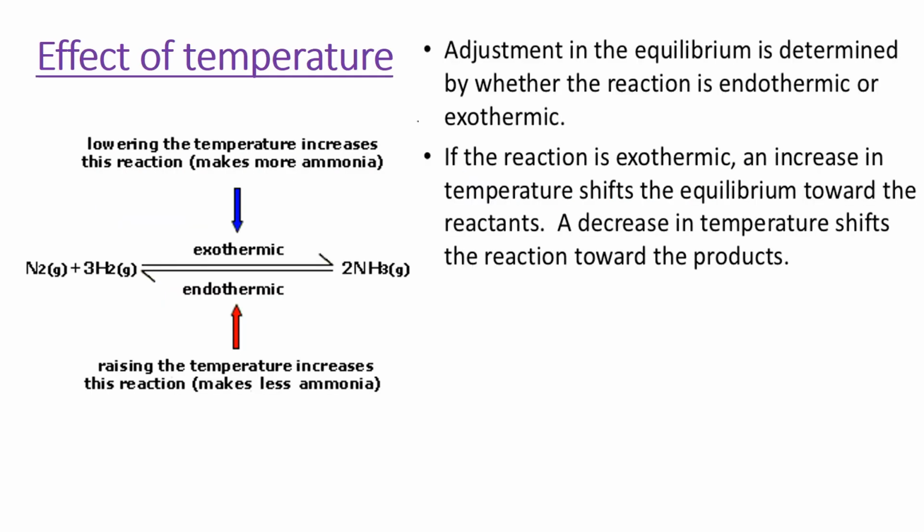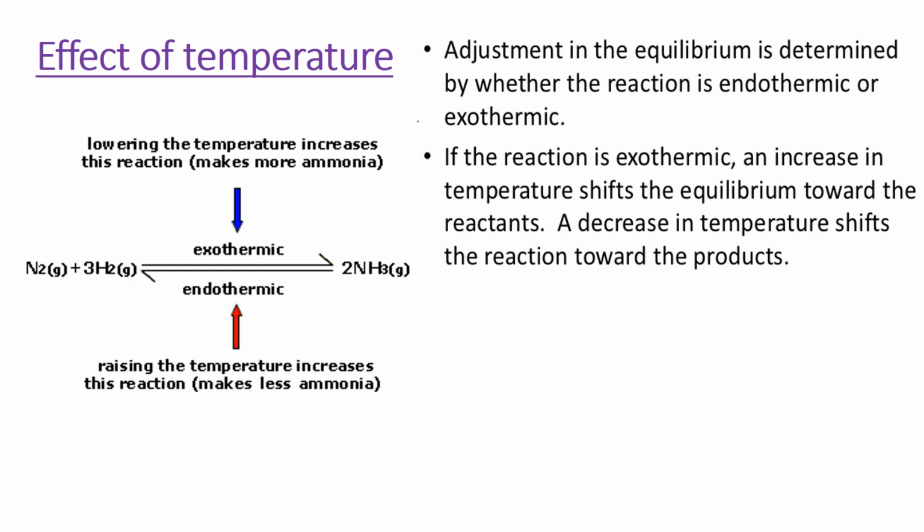So we're now going to look at the effect of temperature and how temperature affects the equilibrium point. Adjustment in the equilibrium is determined by whether the reaction is endothermic or exothermic. In order to answer a question on which way the equilibrium will shift if you change the temperature, you need to know which direction is endothermic and which direction is exothermic. If the reaction is exothermic, an increase in temperature shifts the equilibrium towards the reactants.